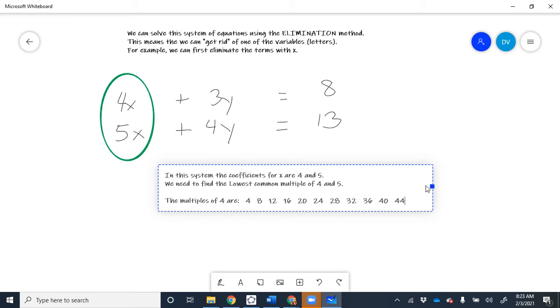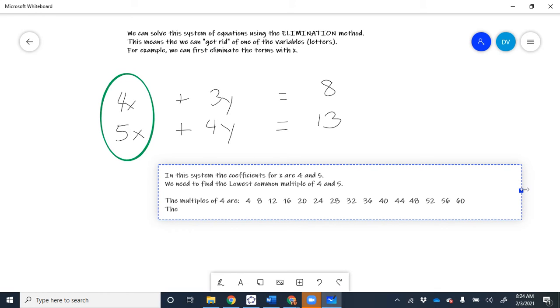44. Now I want to stress that you don't have to do this if you can do these in your head. And you'll see in a second, we could have just multiplied this too. It is easier to do that sometimes. 44, 48, 50, did I add right? 52, 56, and 60.